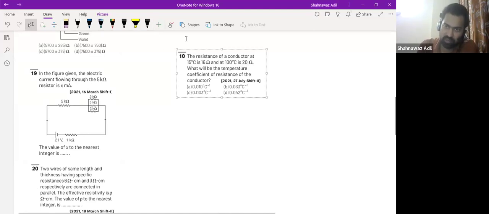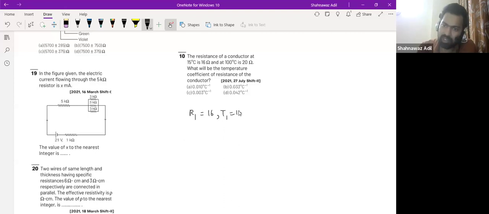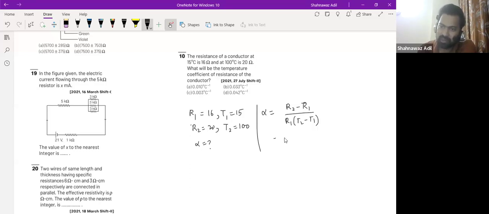So in this one, we have R1, which is 16 ohm. We have T1, which is 15. We have R2, which is 20. We have T2, which is 100. And then we have to find alpha. Right. So everything is given, and we know that alpha is (R2 minus R1) divided by R1 times (T2 minus T1). So let's use these things.